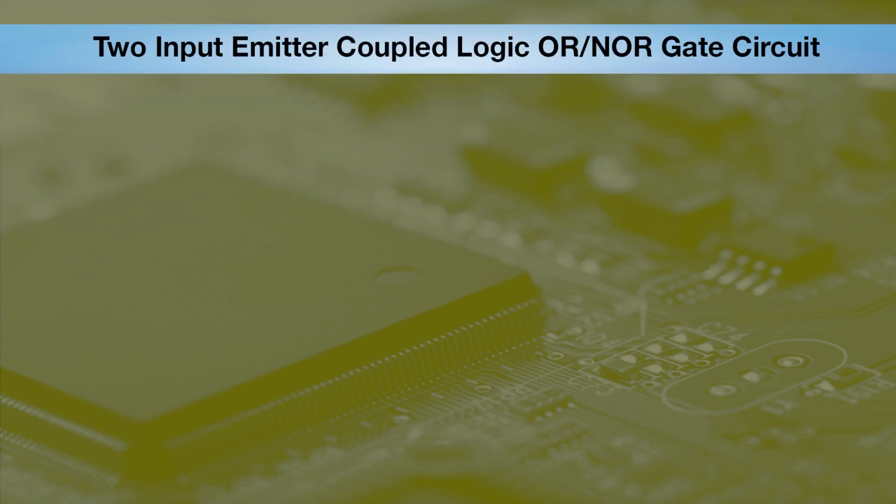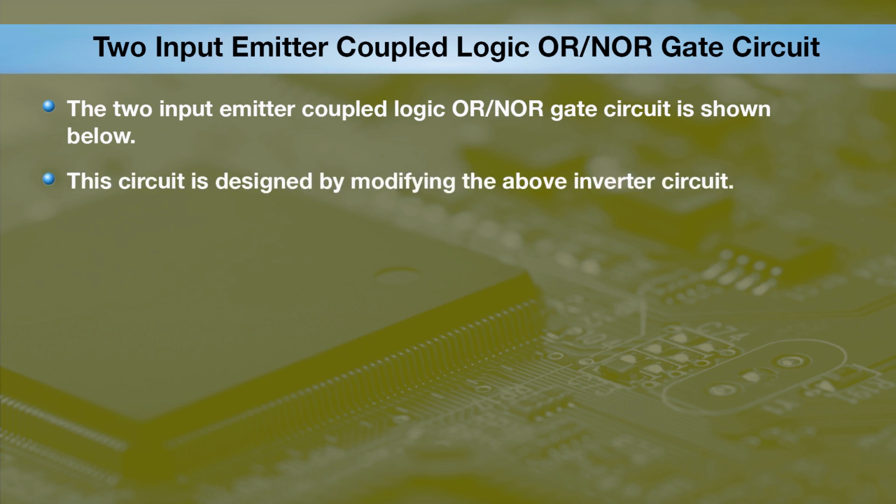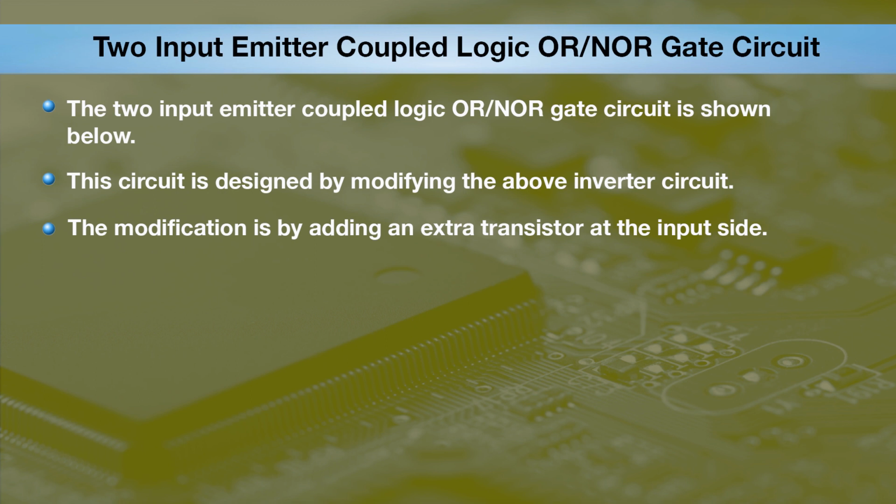Now, we discuss the two input emitter coupled logic or NOR gate circuit. The circuit is shown in the next slide. The circuit is designed by modifying the above inverter circuit. The modification is by adding an extra transistor at the input side. The working of the circuit is very simple.